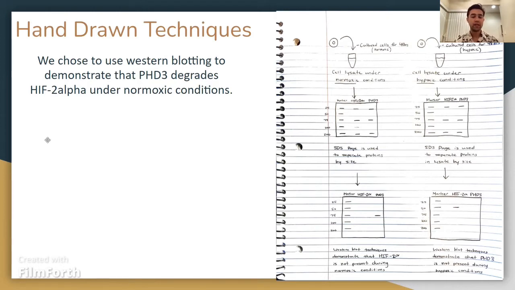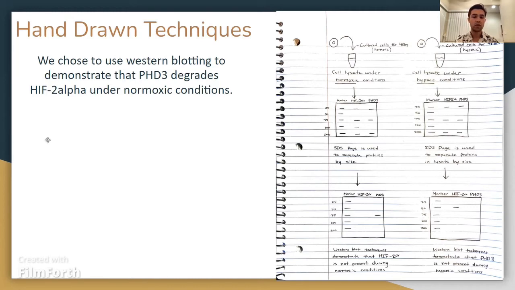And then we lysed the cell and we ran the lysate through SDS-PAGE. And from there, once the gel was moved into a membrane, we used an antibody to precipitate either HIF-alpha in hypoxic conditions or PHD3 in normoxic conditions.